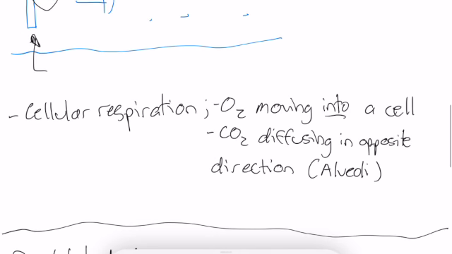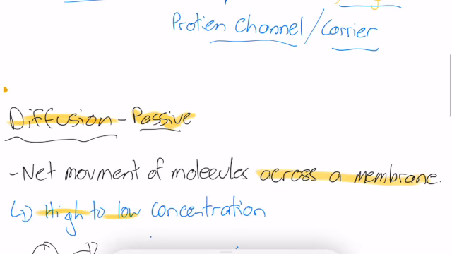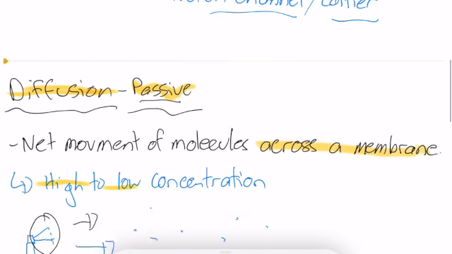In a more cellular sense, diffusion is seen in things like respiration, with oxygen moving into a cell, or the opposite, with CO2 diffusing in the opposite direction, and we know that occurs with your alveoli in the lungs. So diffusion is this movement of substances across a membrane without the use of ATP, making it passive.